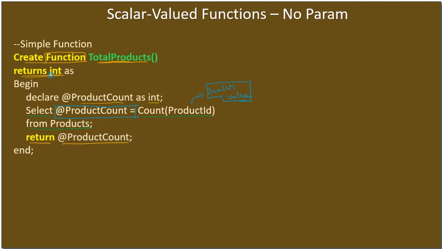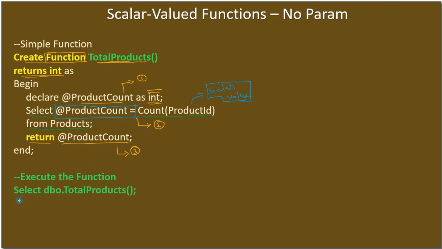Since we promised that the return value is integer, we declared this variable as integer, and we return that integer variable. The variable is assigned here. So inside the body we defined a variable, then we assigned that variable using the select statement, and finally we are returning that variable to the caller.